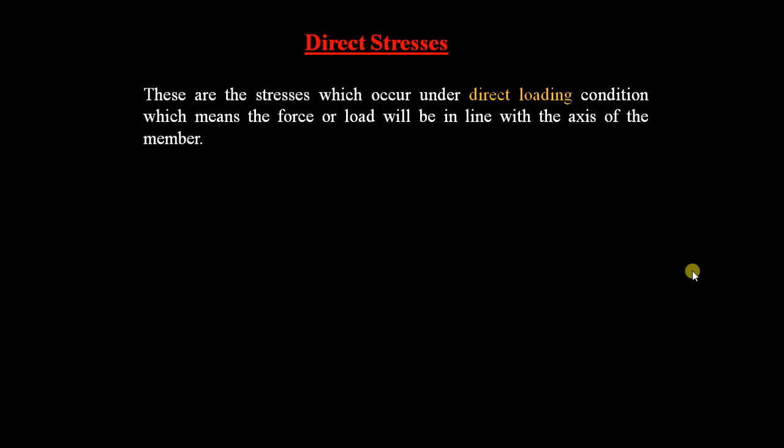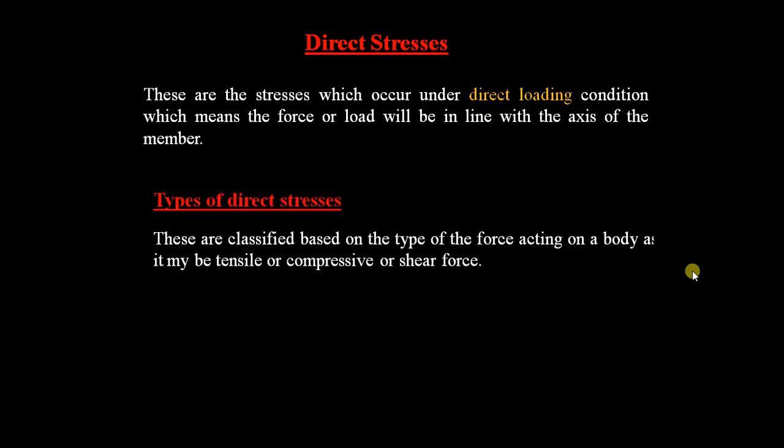Again, there are different types of direct stresses. So what are the types of direct stresses? These stresses are classified based upon the type of force we are applying. It may be tensile, compressive or shear. So based upon these three types of forces we can apply over the body, these direct stresses are classified as tensile stress, compressive stress, and the third one is shear stress. So these are the three stresses which come under direct stress.